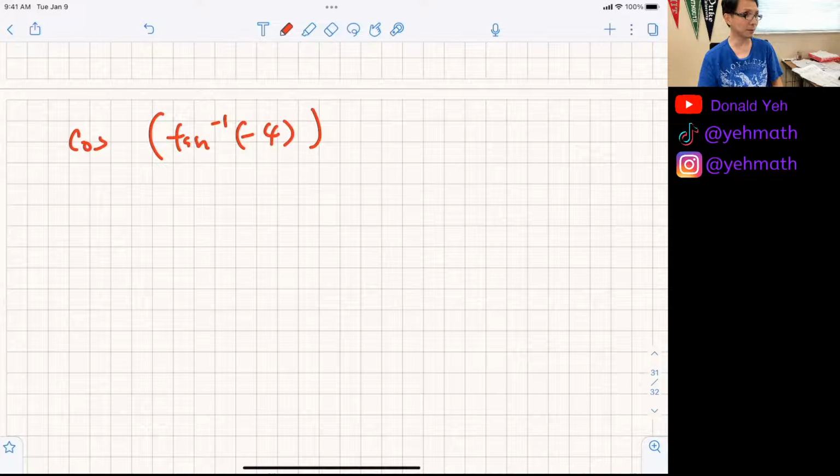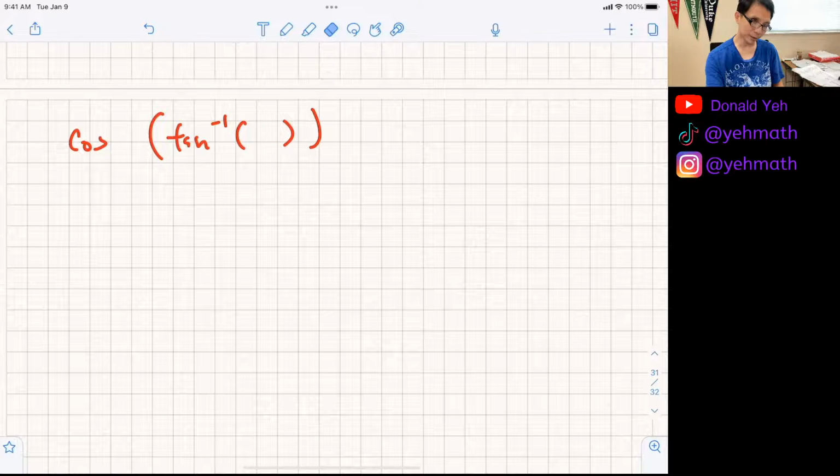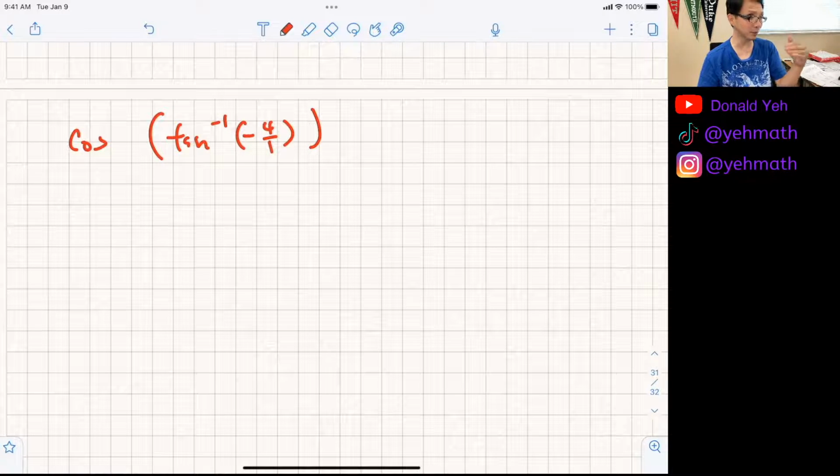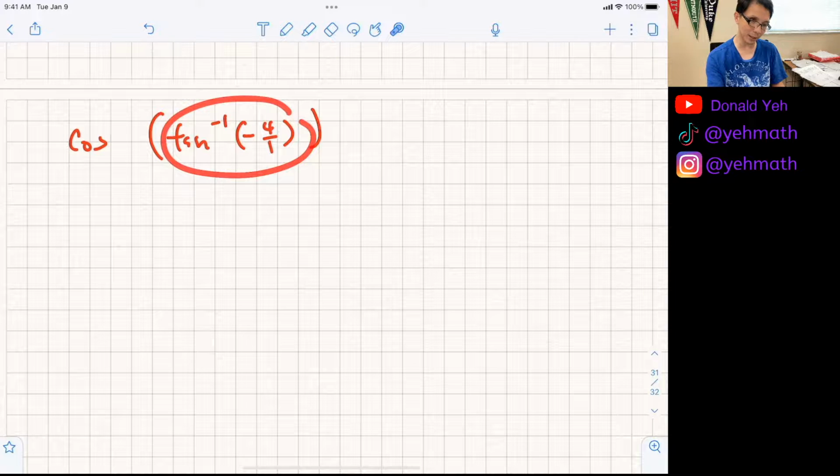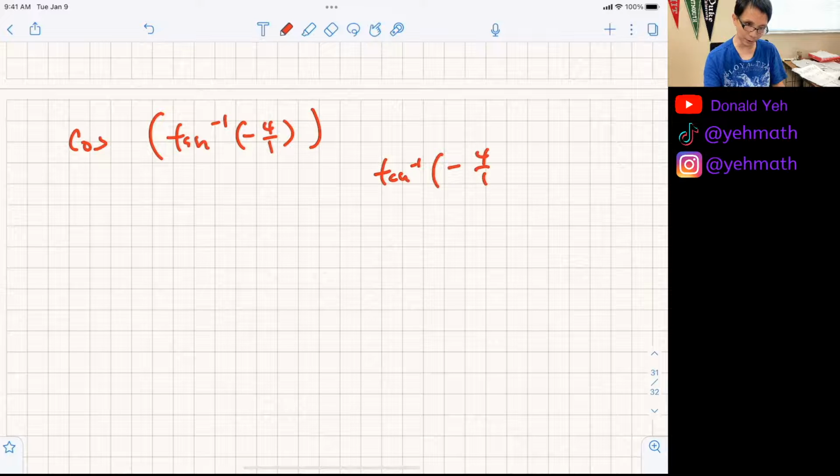Now, I hate when it's -4, because -4 is really deceiving. Technically, it should be -4/1. I don't know which negative sign it belongs to, but it's going to be -4/1. Now, if you recognize this, can I assume that this is an angle? So tan inverse of -4/1 is equal to some theta.